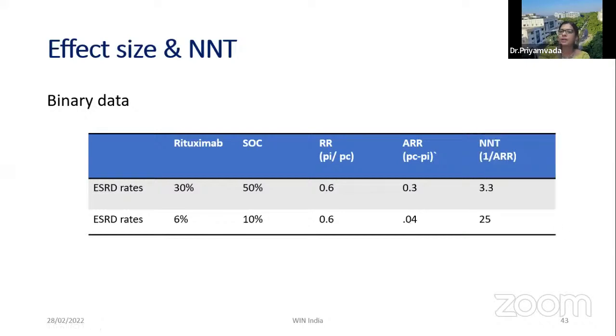Now we will have the number needed to treat. Sorry, this is not 3.3, this should be 5. It is 1 by the absolute risk reduction, that is 1 by 0.2, that is 5, which means that if you treat 5 patients, you will prevent 1 ESRD. The second scenario, if you treat 25 patients, you will prevent 1 ESRD. Now, for a drug to be told as efficacious, the number needed to treat should be minimum. For example, you have a drug, you treat 2 patients and 1 is benefited. And if you have another drug which treats 3 patients and 1 is benefited, the one which is beneficial when you treat fewer patients is going to be the best.